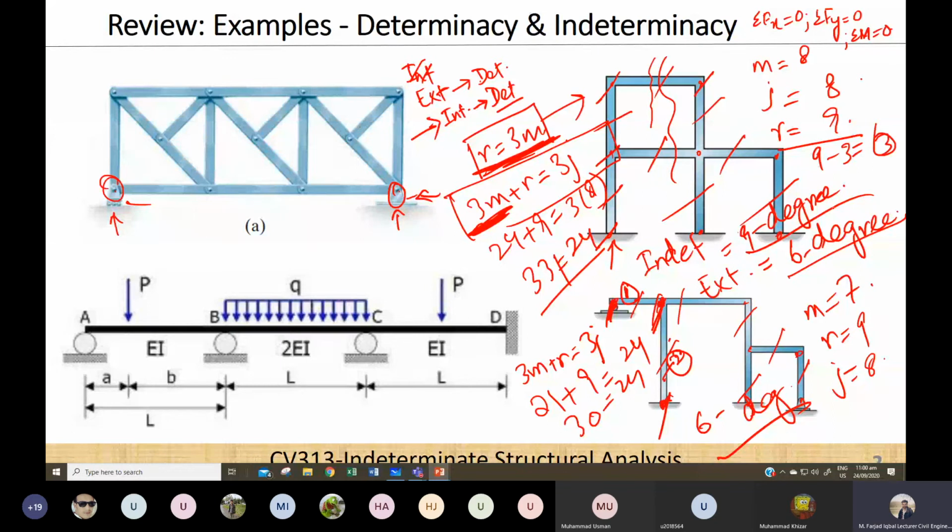So this is also internally an indeterminate structure and externally also an indeterminate structure. So for these types of structures, we have to apply different methods. Joints: 1, 2, 3, 4, 5, 6, 7, 8. Yes, 8 joints. I have written 8, right? 9 reactions. So is there any confusion?